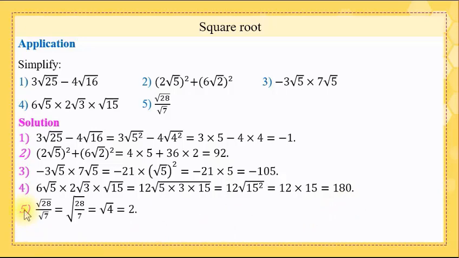5. Here, radical 28 over radical 7. We put a big radical for the whole fraction and it equals radical 4, finally equals 2.